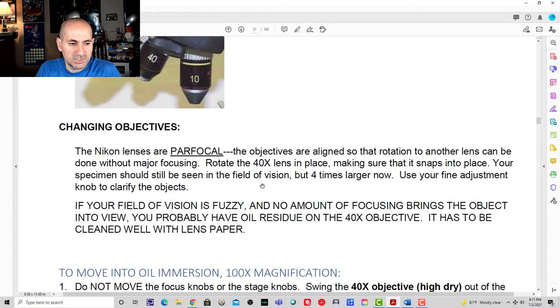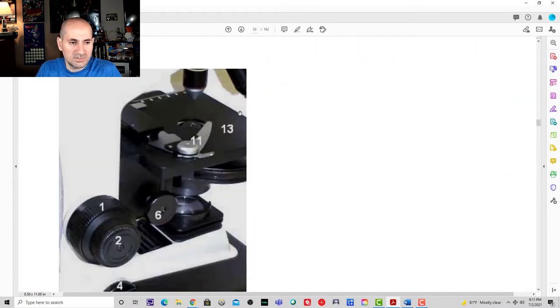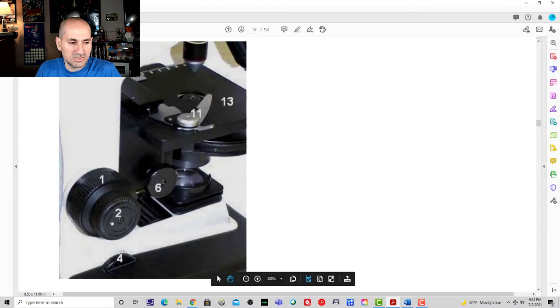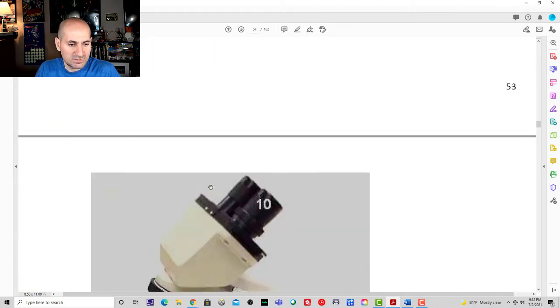What else? So here are the objective lenses. Please know what the objective lenses are. This is the stage where the platform goes. This is the clasp. You should know the difference between these two. This is the bigger knob here. The bigger knob is the coarse adjustment knob. Number two, the smaller knob, is the fine adjustment knob. Number four is the light switch. 13 is the stage. 11 is the clasp. Okay, so good stuff there.